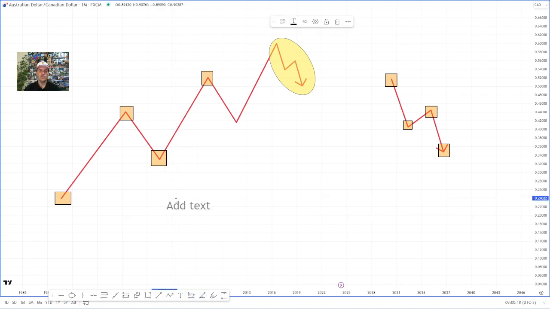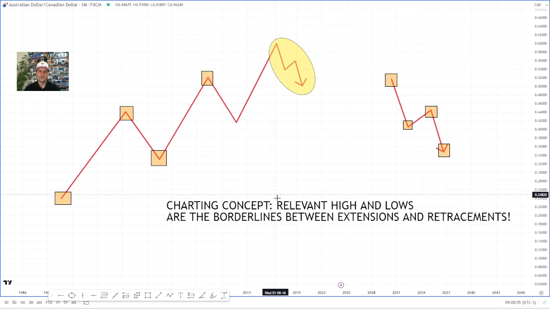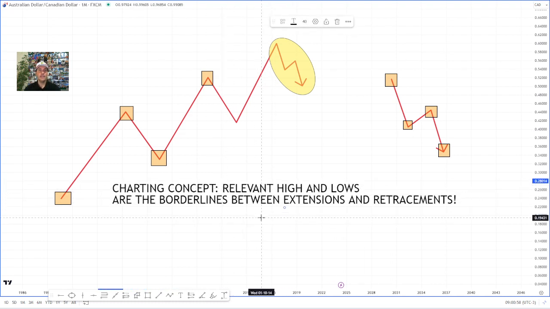Here is the answer. Rule. Well, it's really more of a concept, okay? A charting concept. Relevant highs and lows are the borderlines between extensions and retracements. Okay, what does this mean?